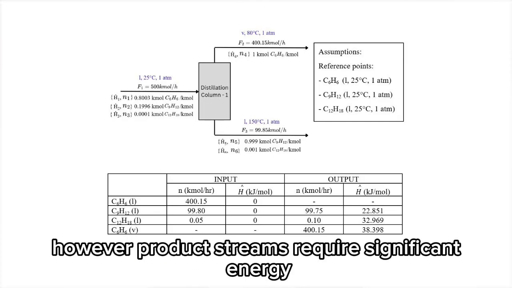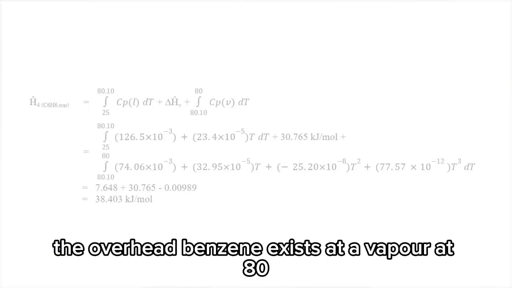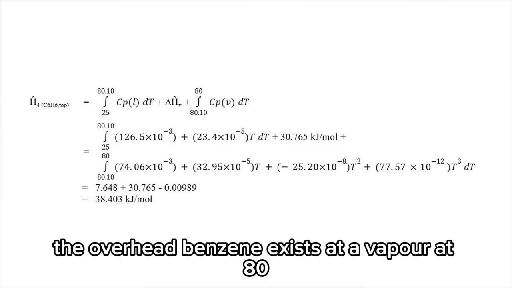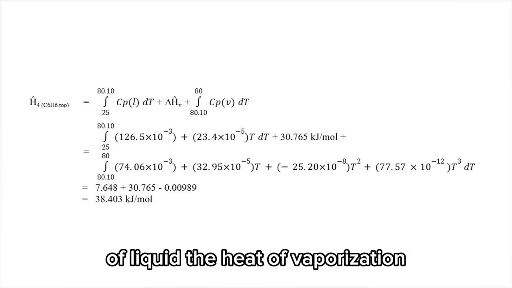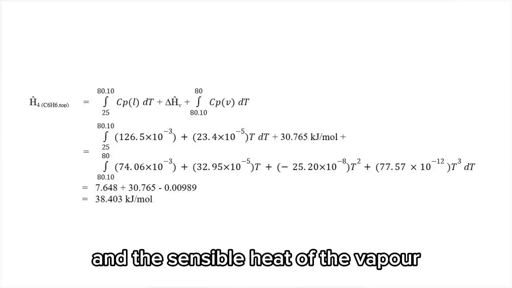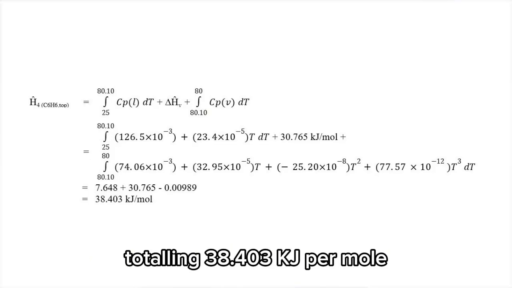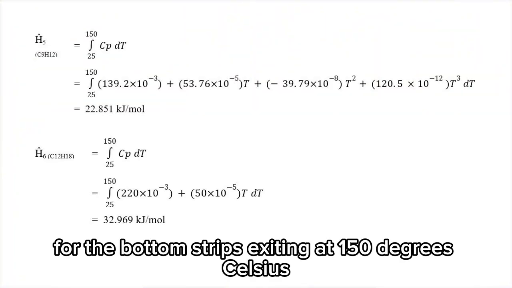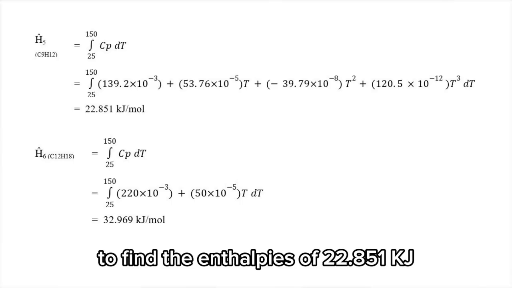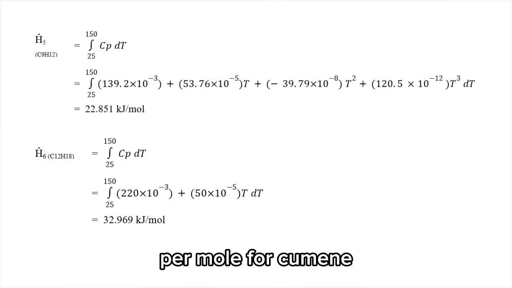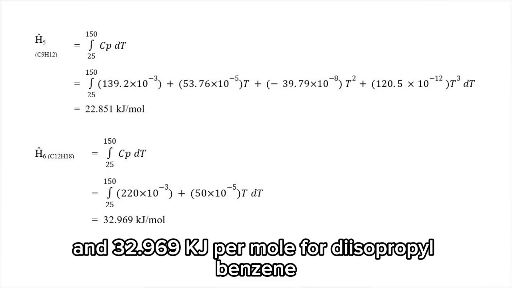However, product streams require significant energy. The overhead benzene exists as a vapor at 80 degrees Celsius, requiring us to calculate the sensible heat of liquid, the heat of vaporization, and the sensible heat of the vapor, totaling 38.403 kJ per mole. For the bottom streams exiting at 150 degrees Celsius, we integrated the specific heat capacities to find the enthalpies of 32.851 kJ per mole for cumene and 32.969 kJ per mole for diisopropyl benzene.